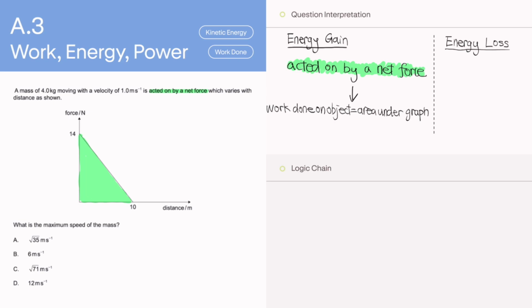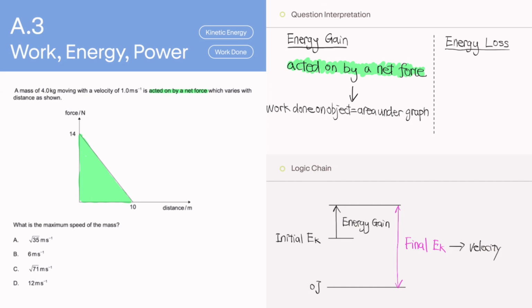Let's draw an energy level diagram just like in the previous lesson. Start with the ground energy level at 0. Since the object has a non-zero initial velocity, draw a line just above to represent the initial kinetic energy. Then, as the net force does work, the object gains energy, so we step up to a higher energy level. The final kinetic energy is simply the jump from 0 up to this top line.